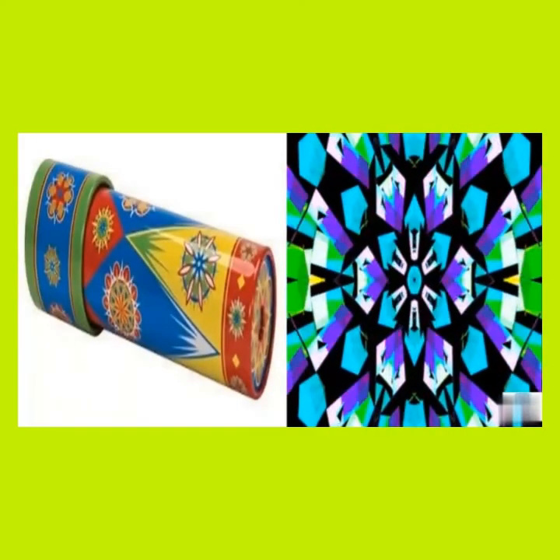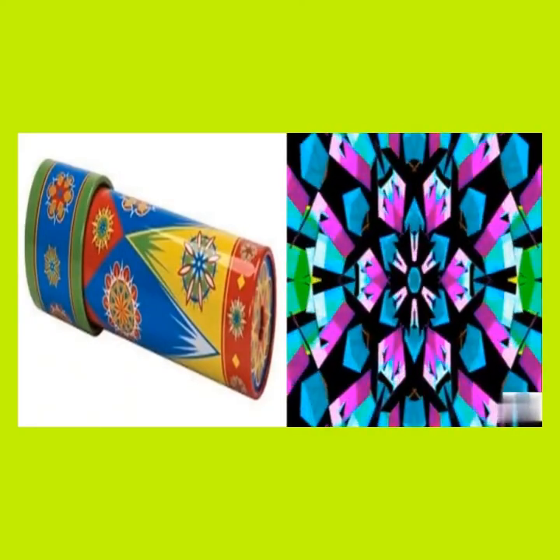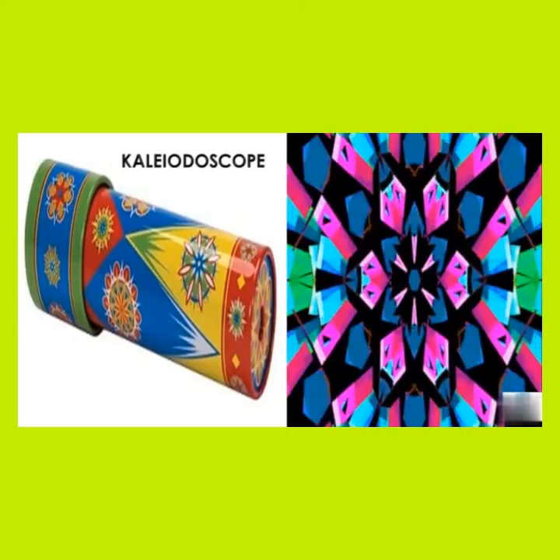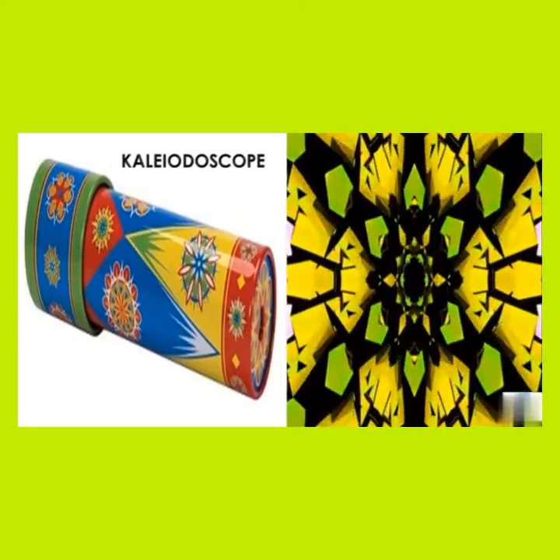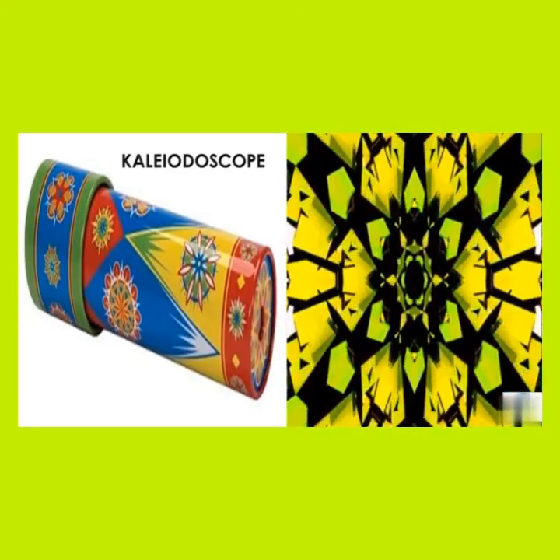Multiple reflection can be seen in the kaleidoscope and periscope. Kaleidoscope. It produces numerous patterns of images. It has two or more mirrors inclined to each other. This instrument is used as a toy for children.